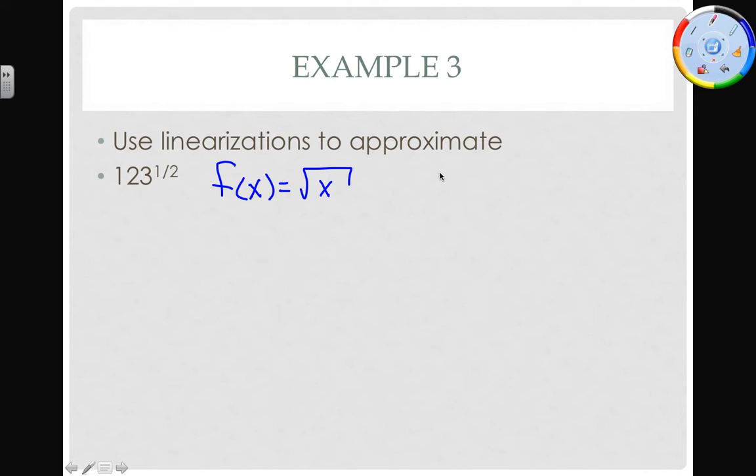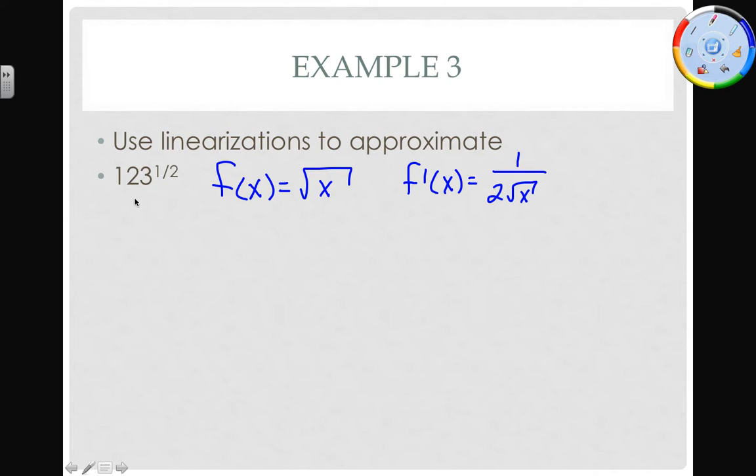And I could go ahead right away and figure out what the derivative is, because this one's an easy derivative. 1 over 2 radical x. But then the problem is where am I centralizing? Where am I focusing in on? What a value should I use? Well, I want to use a values that I don't need a calculator for. So I want to use something close to 123 that is a good number, meaning a square root of square number.